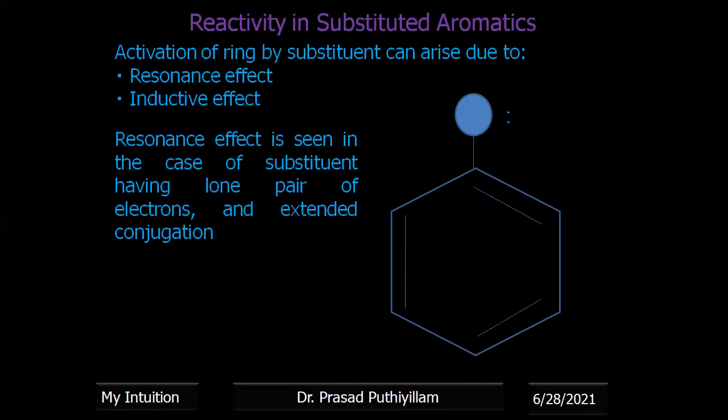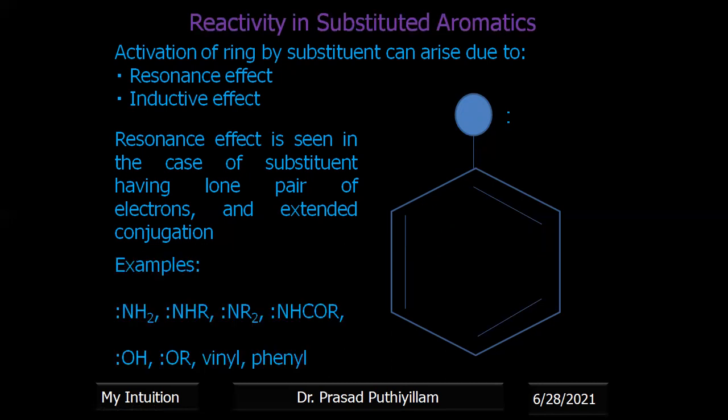Therefore, even if it is an oxygen with a negative charge, then the negative charge can also be given. So the resonance effect is seen in the case of a substituent having a lone pair of electrons, or having a negative charge, or even having extended conjugation. If this group has another carbon-carbon double bond present with the conjugation, that means alternate single and double bonds, which we call extended conjugation, then it will give resonance stabilization of that Arenium ion.